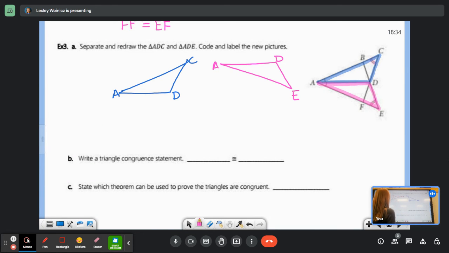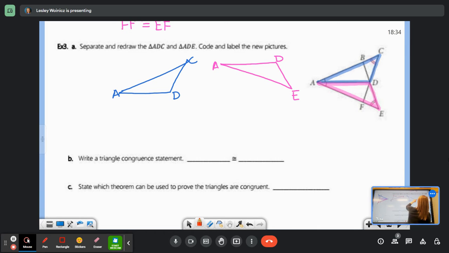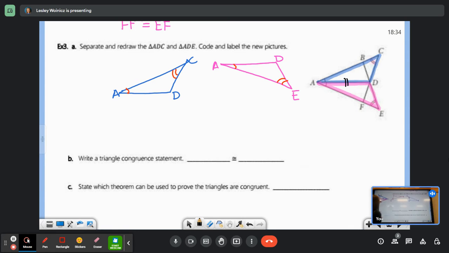All right, now we have to code and label them. They already have some arc marks. This angle A is congruent to that angle A. This angle C is congruent to that angle E. And then the last thing we know is that this was congruent to itself, right? So I'm going to mark that. AD is congruent to AD.